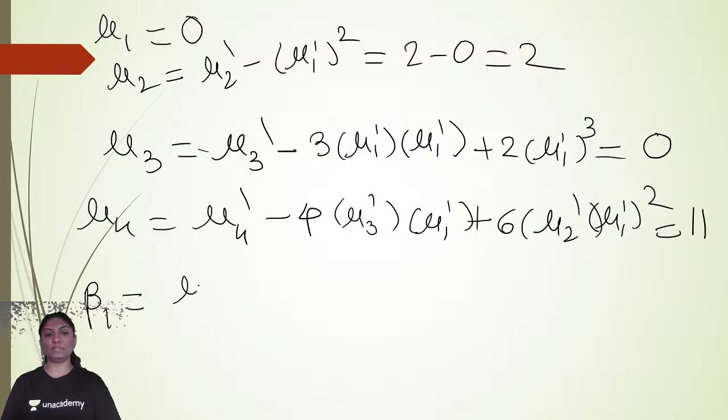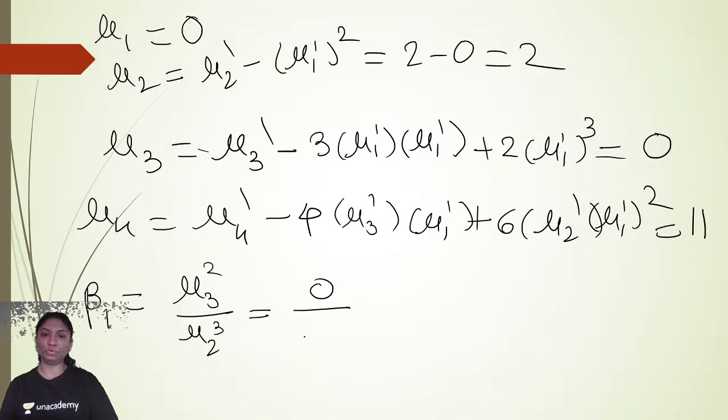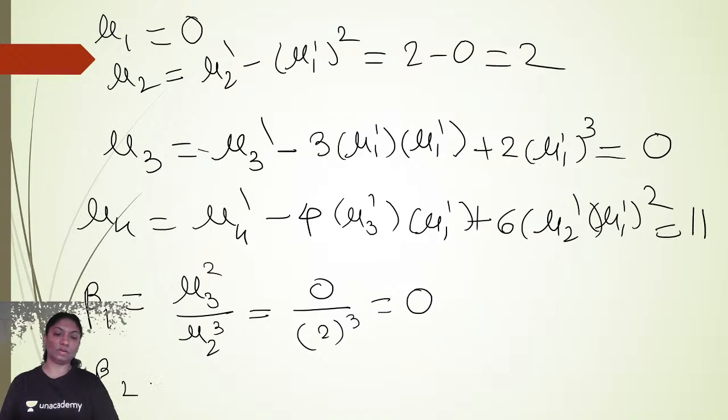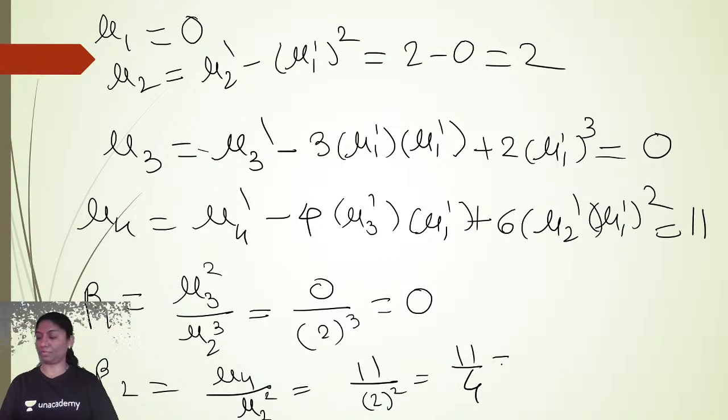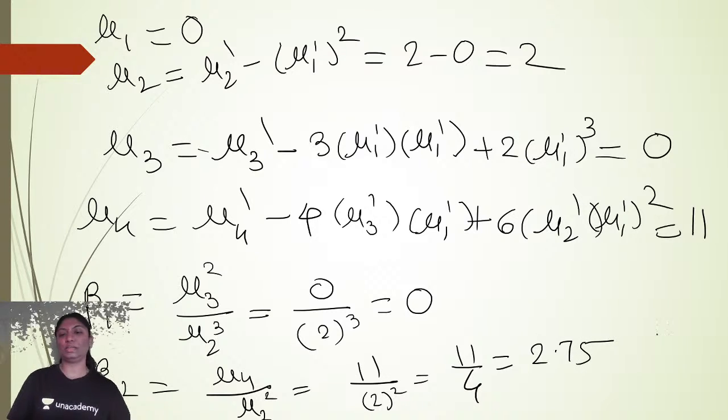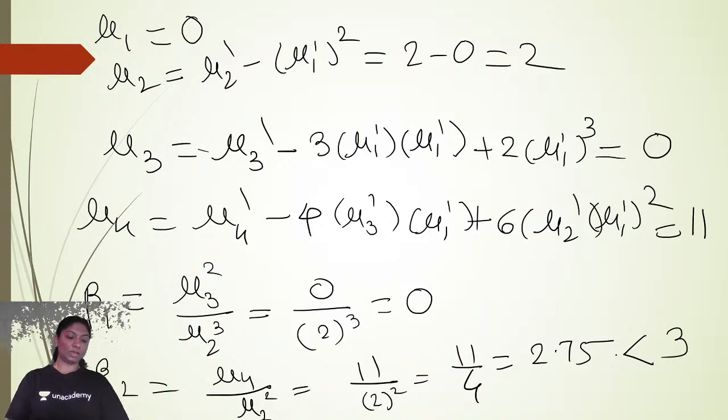Now we can calculate coefficient of skewness and kurtosis. Coefficient of skewness, beta 1 is equal to mu3 square upon mu2 cube. Mu3 is 0, mu2 is 2 cube, so that is again 0. Beta 2 is equal to mu4 upon mu2 square, which is 11 upon 2 raised to 2, that is 11 by 4, so 2.75. So beta 2 is less than 3. Again the distribution is Platykurtic.